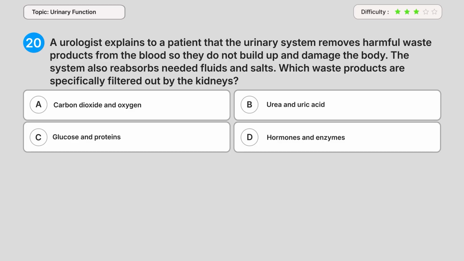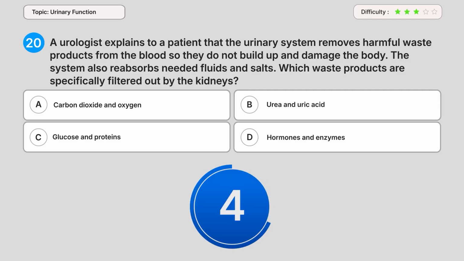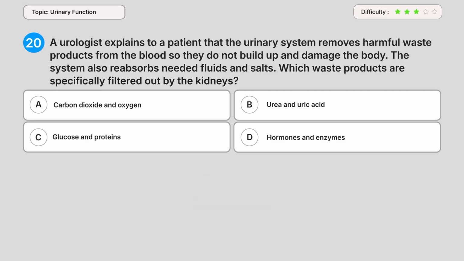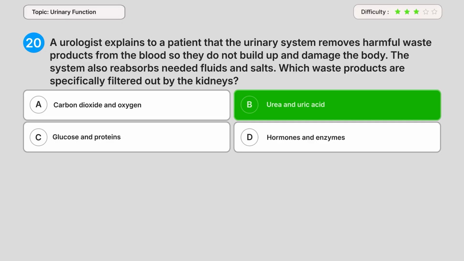A. Carbon dioxide and oxygen. B. Urea and uric acid. C. Glucose and proteins. D. Hormones and enzymes. Can you guess the answer? Correct answer, B. Urea and uric acid.